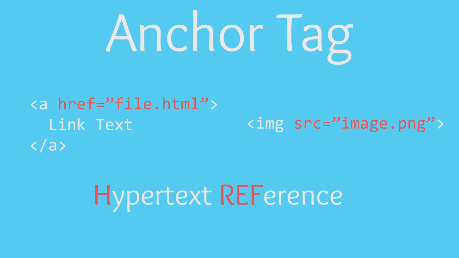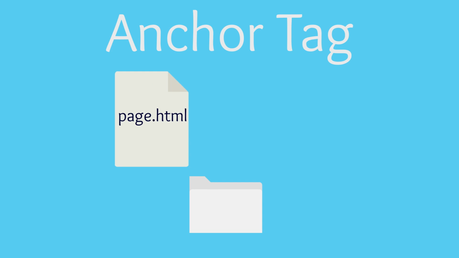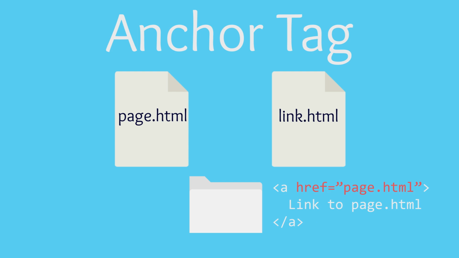The href attribute works exactly like the source attribute when trying to find the file you specified. This means that the href attribute value should be relative to the HTML file that the anchor tag is in. For example, if you had a file called page.html in the same folder as the HTML file with the anchor tag, then you would use page.html as the href of the anchor tag to link to page.html.